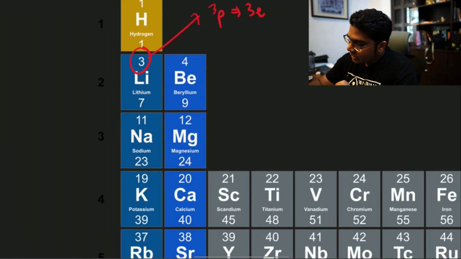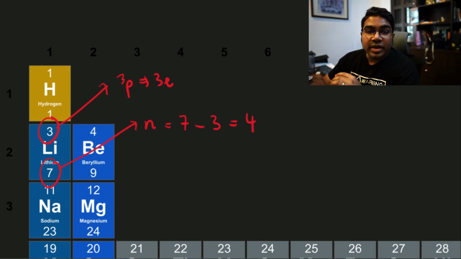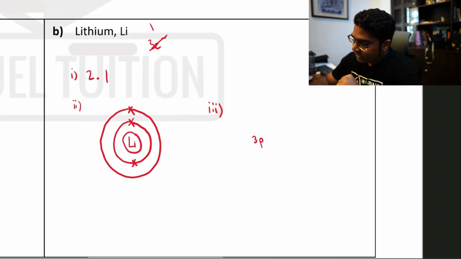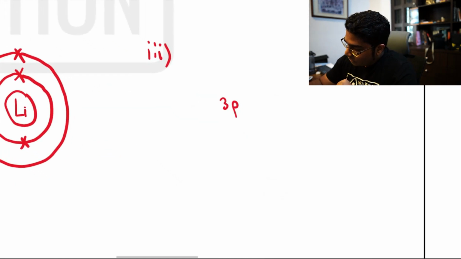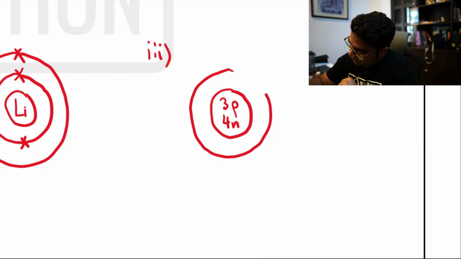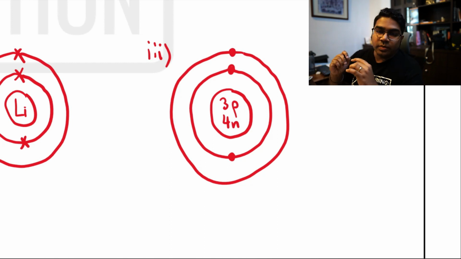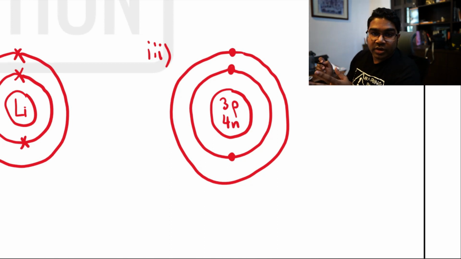Once again, we go to the periodic table. The nucleon number is 7. So the number of neutrons would simply be the nucleon number minus the proton number, which is 4. So we have 4 neutrons in the atom of lithium. So let's write 4 neutrons here. So this is the nucleus. Now let's draw this first shell. First shell, I'm going to use dots, has 2 electrons. And the second shell has 1 electron. And we're done. This is the atomic structure for lithium.